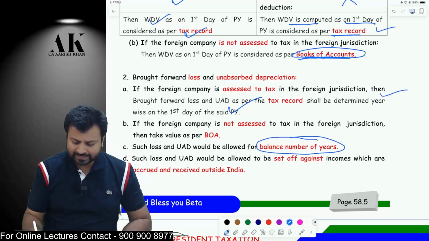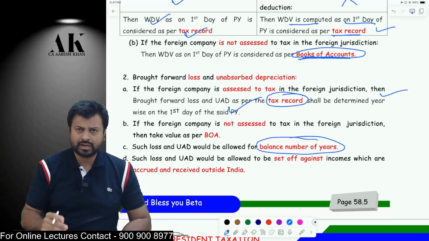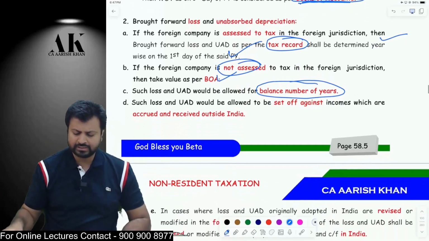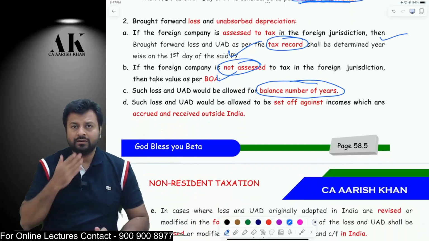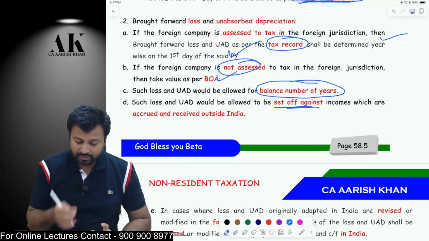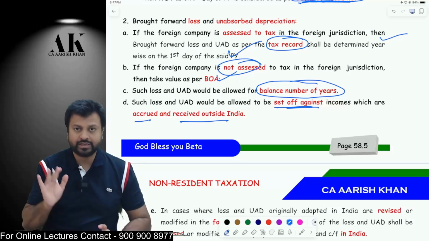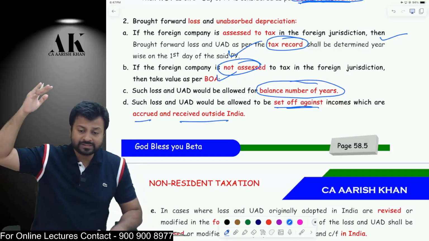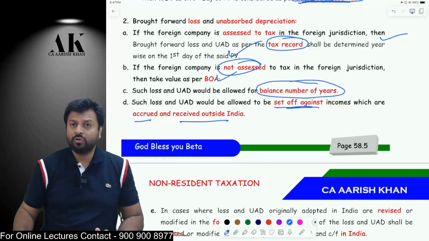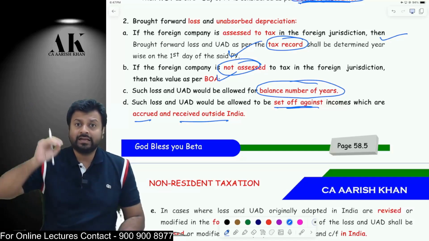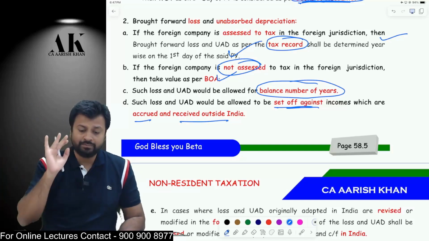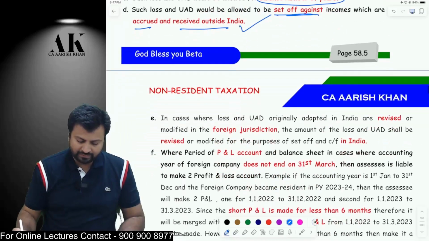If there is a tax record, then as per the taxation law, you can carry forward for the balance number of years. If there is no tax, then as per books of accounts, you can carry forward against the Indian incomes. Now, it will be set off against which income? It is only allowed to set off against the income which is accrued and received outside India. So that loss which has been incurred outside India, that UAD which has been incurred outside India, can only be allowed to be set off against the income which is accrued outside India and received outside India. That cannot be set off against the Indian income. Be very careful. This is a very important point.